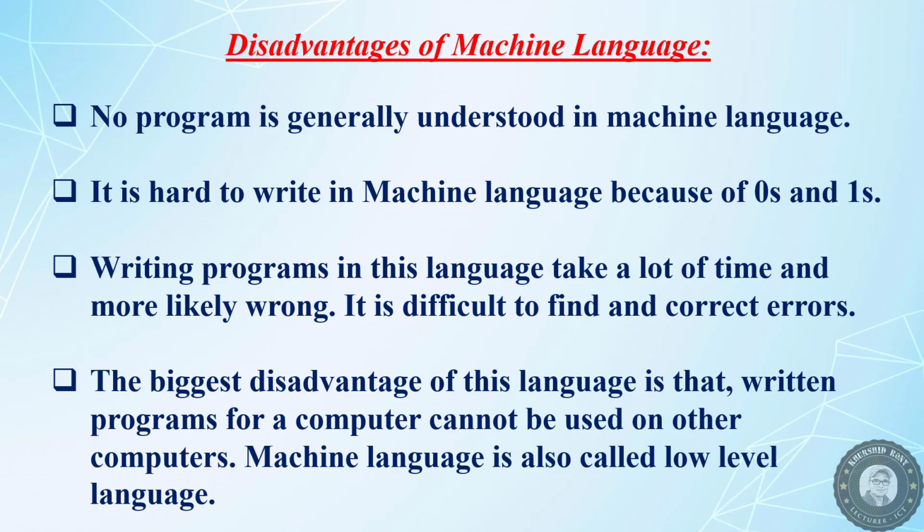Disadvantages of machine language. No program is generally understood in machine language. It is hard to write in machine language because of zeros and ones. Writing a program in this language takes a lot of time and is more likely to be wrong. It is difficult to find and correct errors. The biggest disadvantage of this language is that programs written for one computer cannot be used on other computers. Machine language is also called low-level language.